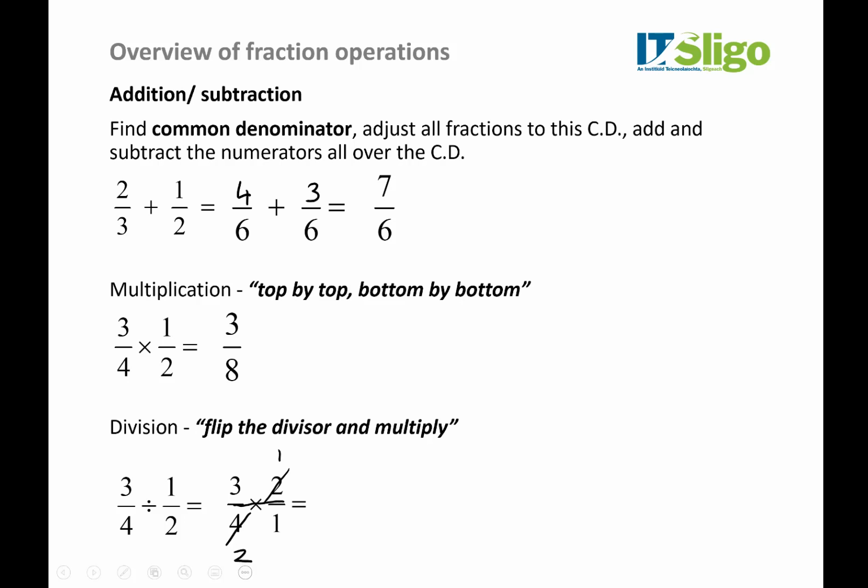And now we've got 3 by 1 on the top, 2 by 1 on the bottom, and we've got 3 over 2. So always look for cancellation, guys, before you multiply. Because otherwise we would have got 6 over 4, and then you're still going to have to cancel anyway. So you're much better off doing it early than doing it late.